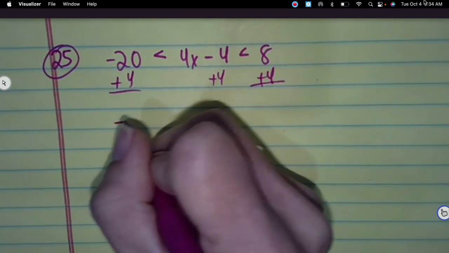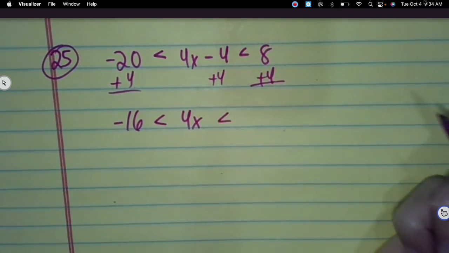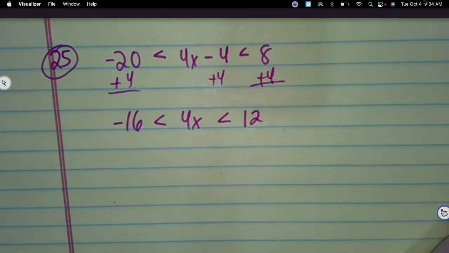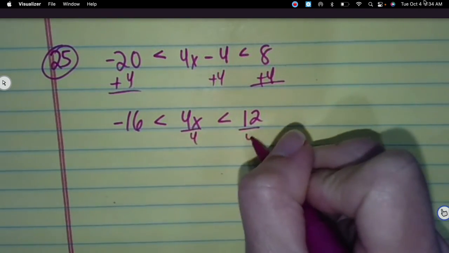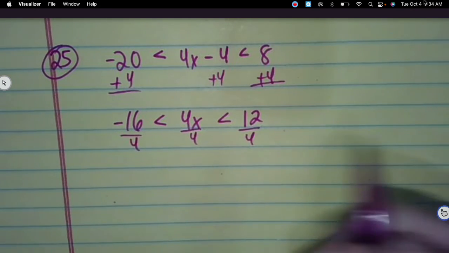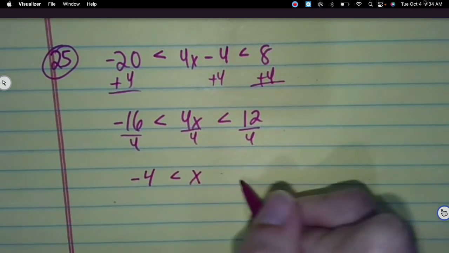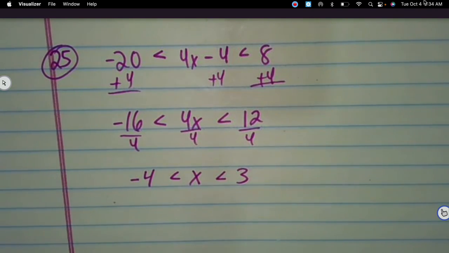So I get negative 16, 4x. What's 8 plus 4? 12. Okay, then what do I do? Divide by 4. So I get negative 4, x, and 3. Is everybody okay with that?